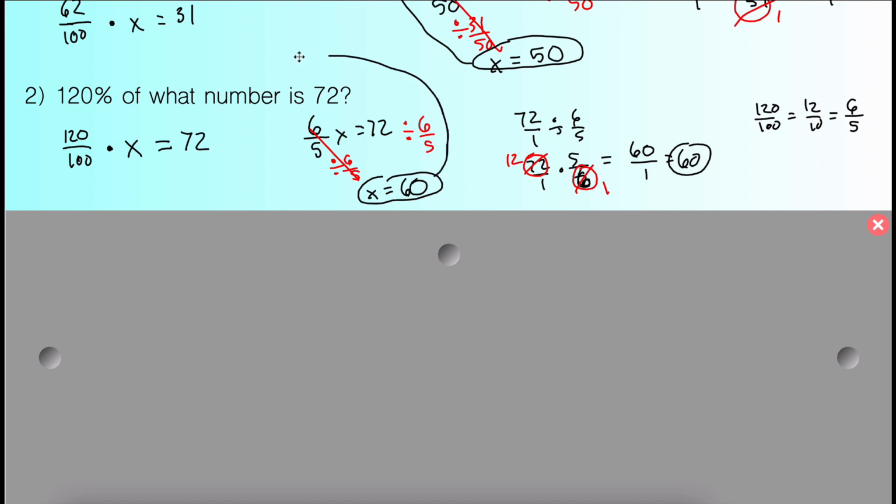And let's plug that in. 120% of 60, so more than 60, 20% more than 60 is 72. That makes sense. That answer seems reasonable. All right, one more for you to try. Let's see how you do with this one.